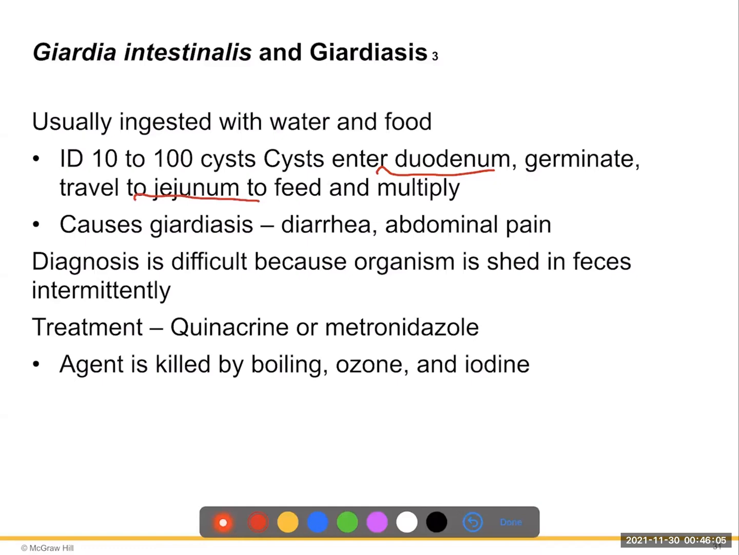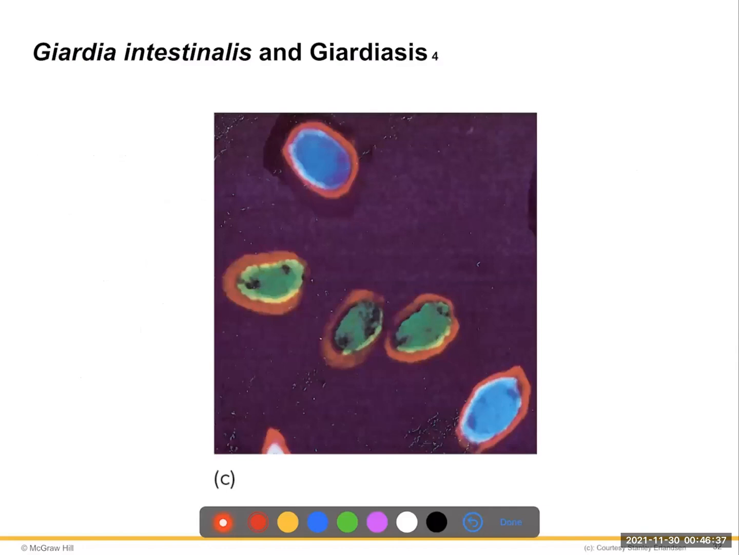They cause giardiasis, okay, diarrhea, and abdominal pain. Diagnosis is difficult because the organism is shed in feces intermittently. So sometimes it's just going on, so it's hard to diagnose it sometimes. Treatment is quinacrine and metronidazole. The agent is killed off by boiling the water, ozone treatment, or iodine treatment. So any of those treatments in the water supply, whether you boil it, expose it to ozone, which is a modified form of oxygen molecule, or iodine. And that's what they look like.